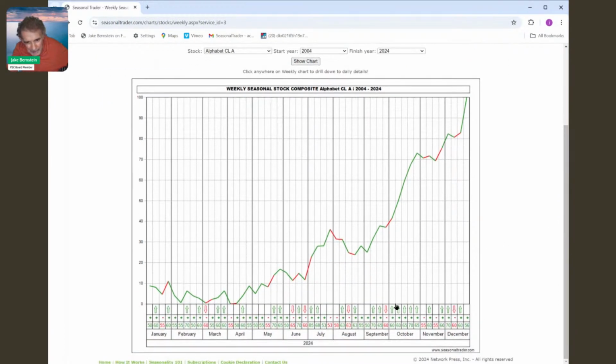Okay, if we go right over here to the third week of August, we see a minus 63 with an arrow down. What does it mean? It means that this week, compared to the previous week, the price was down Friday to Friday, 63% of the time. A very powerful information.